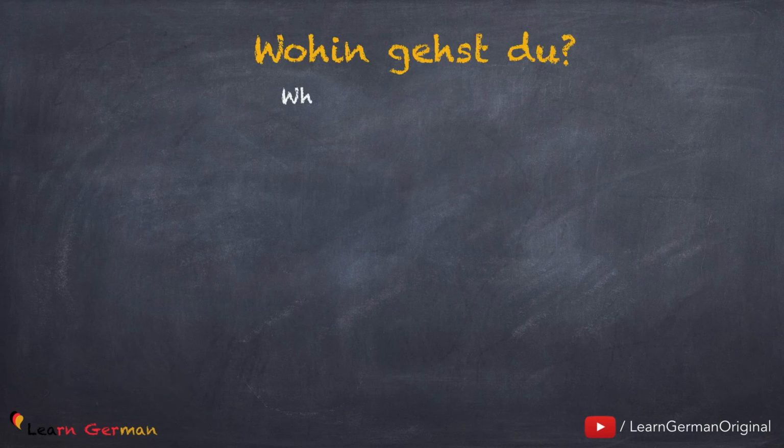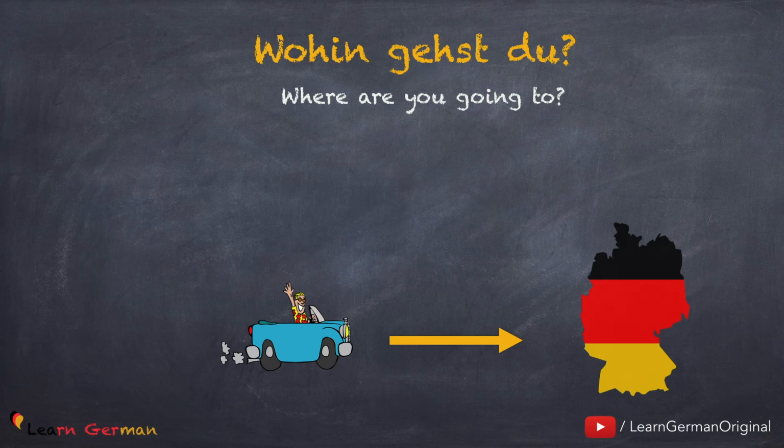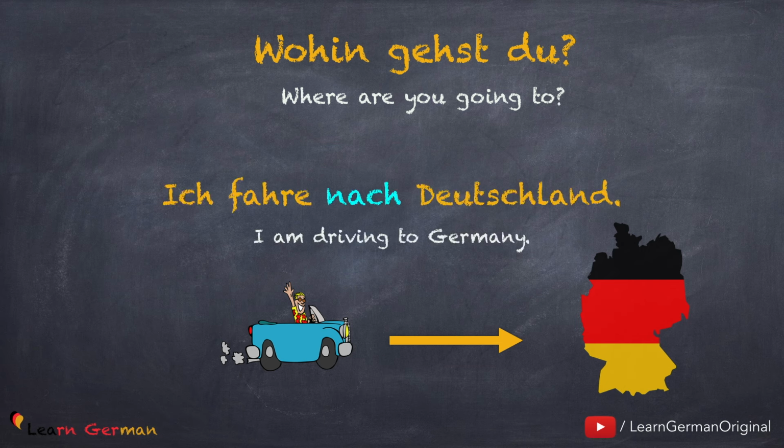And when we talk of change in position, wohin gehst du? And in this case we have a country without article, you would say Ich fahre nach Deutschland. So for countries without article, you would use the preposition nach. Nach Deutschland, nach Kanada, nach Frankreich, etc.